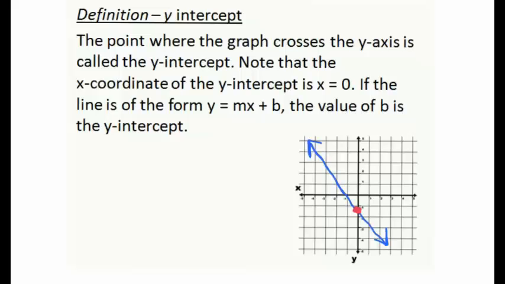Notice that the y-coordinate of this point would be non-zero. There is some movement downwards. However, there is no movement of this ordered pair to the right or to the left. So the x-coordinate of our y-intercept is equal to 0.